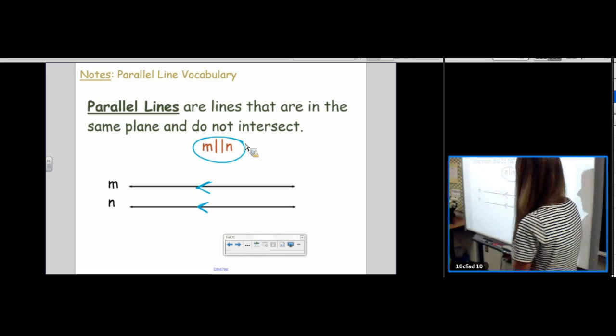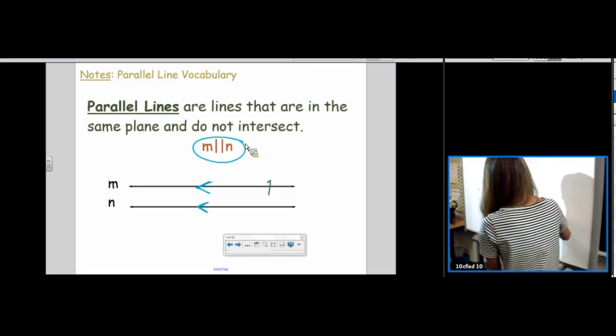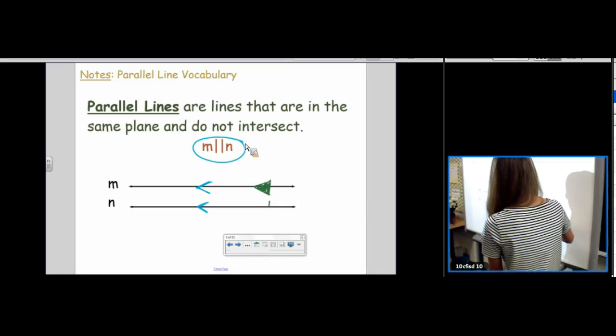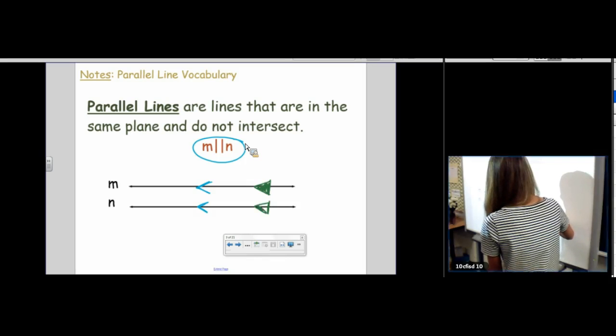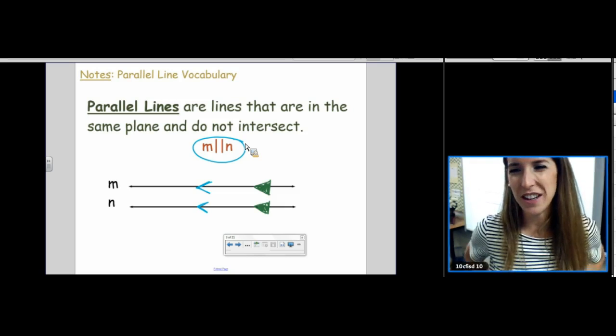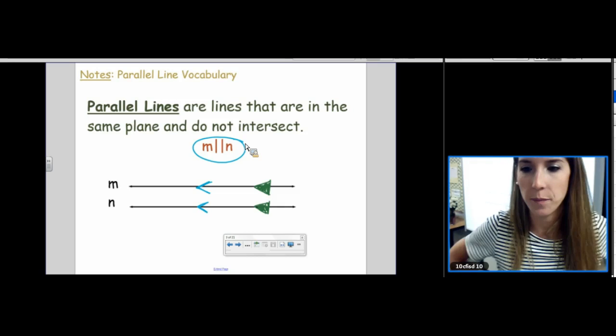You also might see the arrows look like this, like a bold arrow filled in. I just want you to be aware of the different ways you would see it. So you might see that, and that would also indicate that the lines are parallel. It kind of looks like a triangle, but it's supposed to be an arrow. Okay?